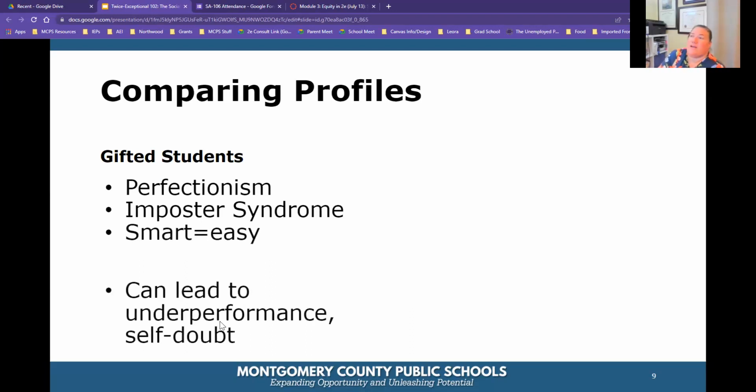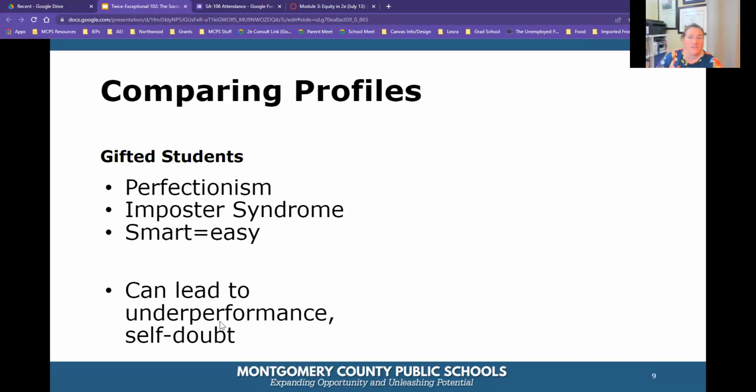So then we also will talk about perfectionism. We did talk about this a little bit last week. We didn't talk much about imposter syndrome, but imposter syndrome is really, in the shortest way to make it, the gifted students might not believe they are as gifted or as smart or as able as they actually are. And it can lead to self-esteem issues. It can lead to underperformance.